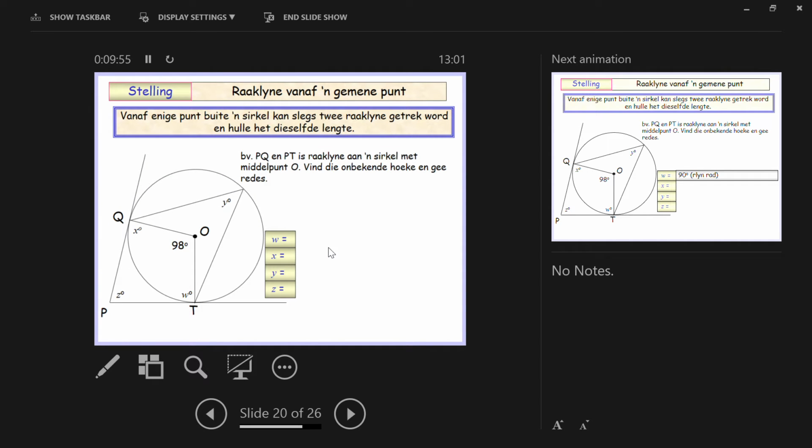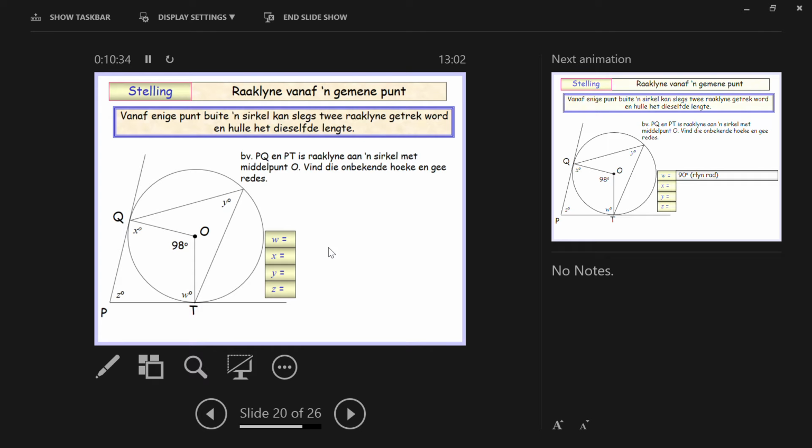Let's quickly look at a question. From any point outside a circle only 2 tangents can be drawn and they have the same length. Okay, so now I'm giving you the following sketch. PQ and PT will then be your tangents, and the distance will then be the same. And let's say the midpoint of the circle is always represented by O, and in the tests and the exams as well, we usually use O as the midpoint of the circle. Find the missing angles and also give reasons.